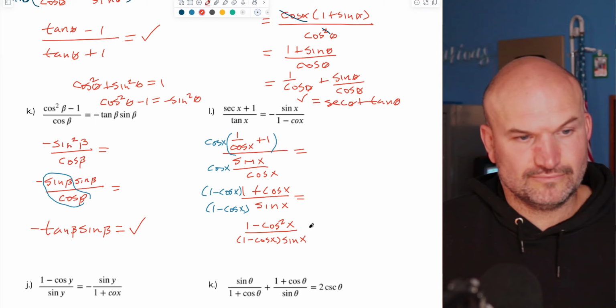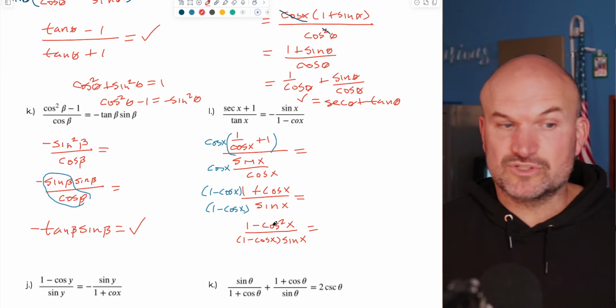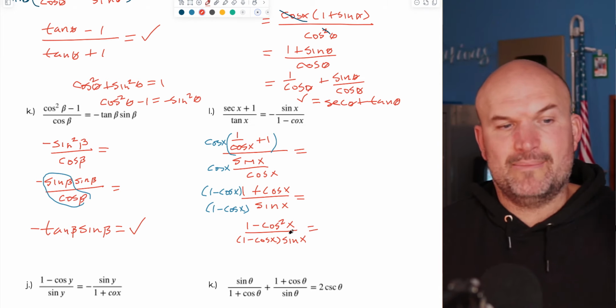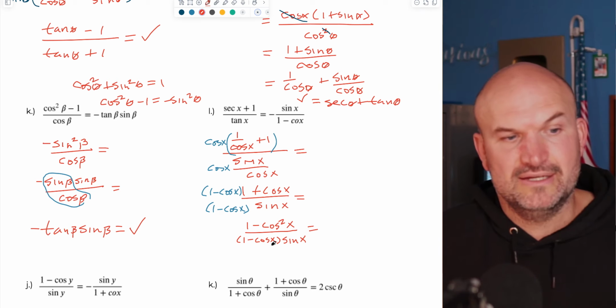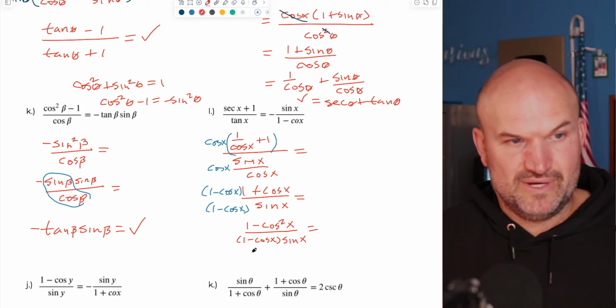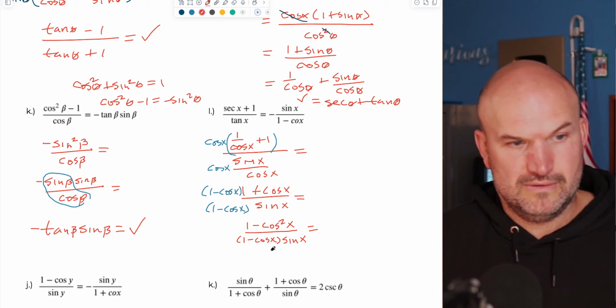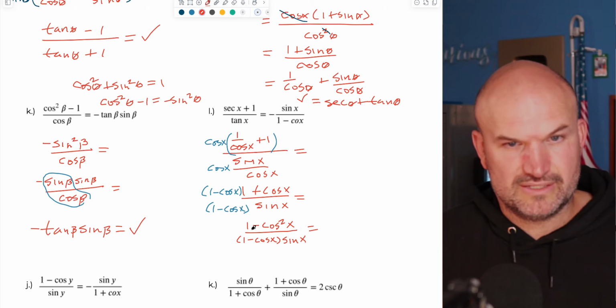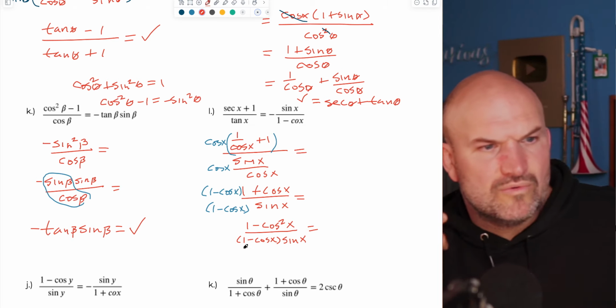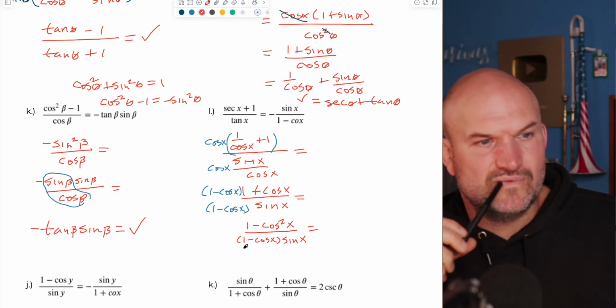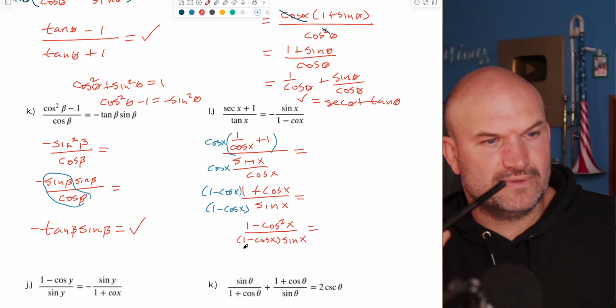And so that's going to be equal to a sine squared. Sine squared divided by sine is just going to be a sine. So therefore, I'm going to be left with a sine, 1 minus a cosine of x. Where am I getting the negative? Where'd the negative come from?